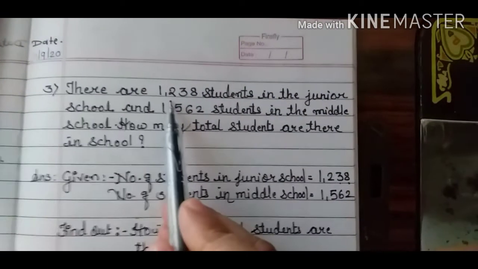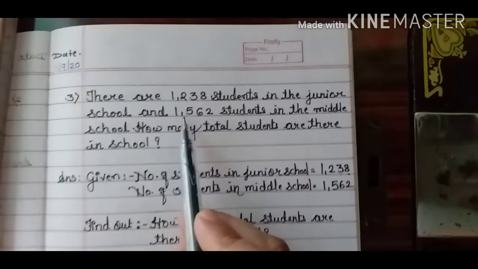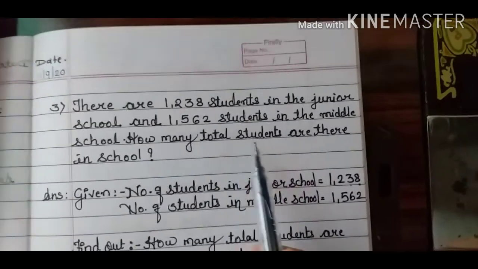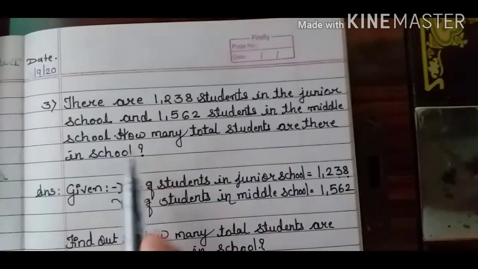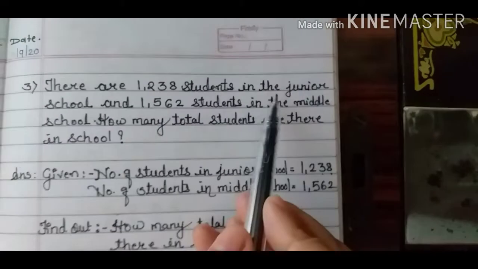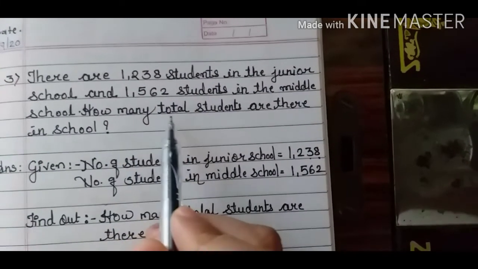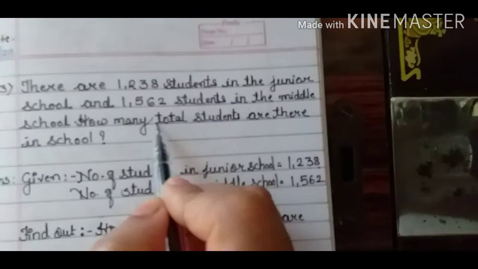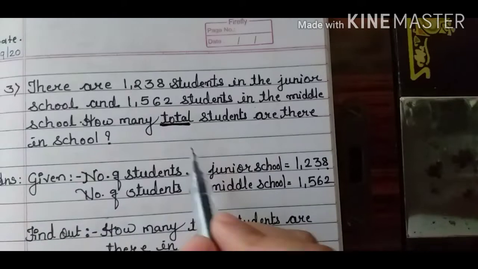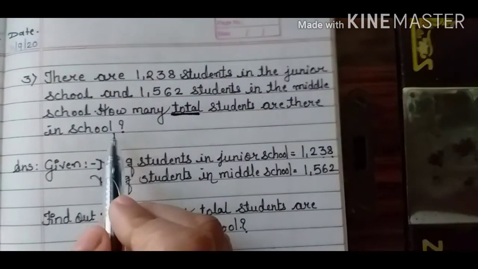There are 1,238 students in the junior school and 1,562 students in the middle school. How many total students are there in school? In this question, the number of students in junior school and number of students in middle school is given. And the question is how many total students. So here the keyword is total. So from this word you will know what we have to do. We have to do the addition. So our question is how many total students are there in school.